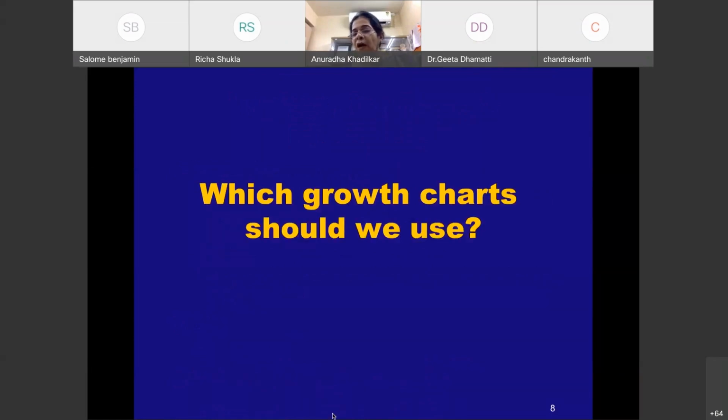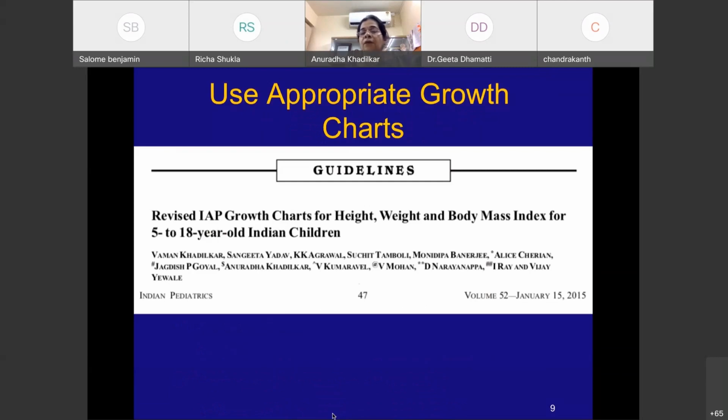So once again, which charts do you use? So we know that earlier on we used till 5 years, we used the WHO charts. They have been adopted by the Indian government. Now after that we use the Indian Academy of Pediatrics growth charts. Those charts are from 5 to 18 years.